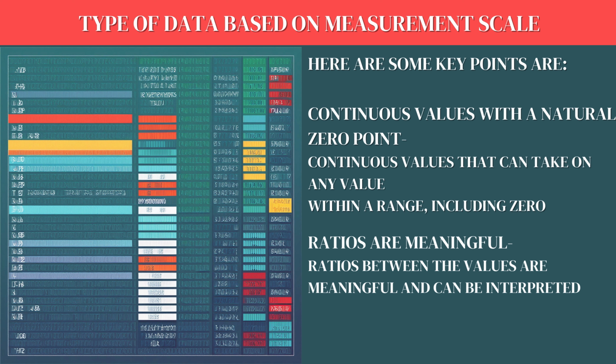Additionally, ratios between values are meaningful and interpretable. For instance, if a delivery took 10 minutes and another took 20 minutes, it is meaningful to say that the second delivery took twice as long as the first. It is the most robust and flexible type of data because it allows for all mathematical operations, including addition, subtraction, multiplication, and division, as well as the calculation of meaningful ratios and proportions.